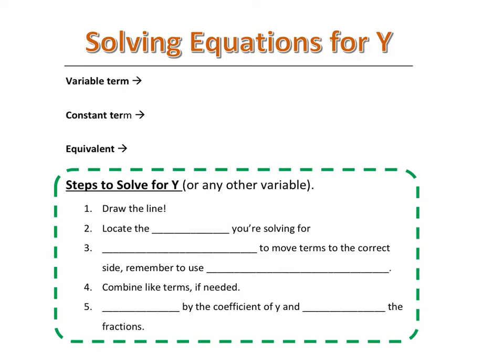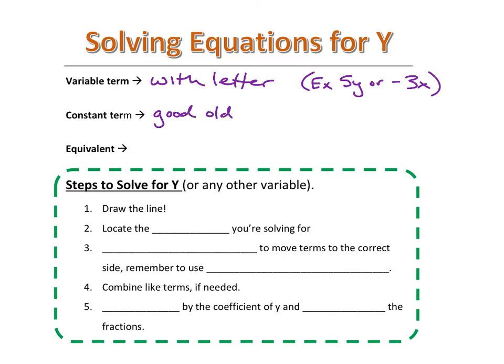If we're talking about a variable term, we're talking about the piece of the equation with the letter. So the term or the piece of the equation that has a letter on it. For example, the term 5y or negative 3x are considered variable terms because they have a letter attached to them. A constant term is a good old-fashioned number. For example, if you have negative 2 or 100, those are considered to be good old-fashioned numbers.